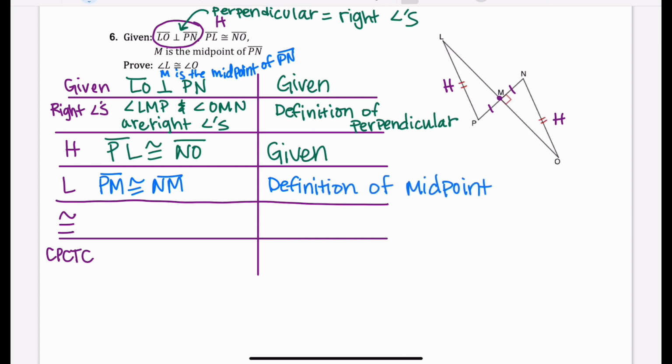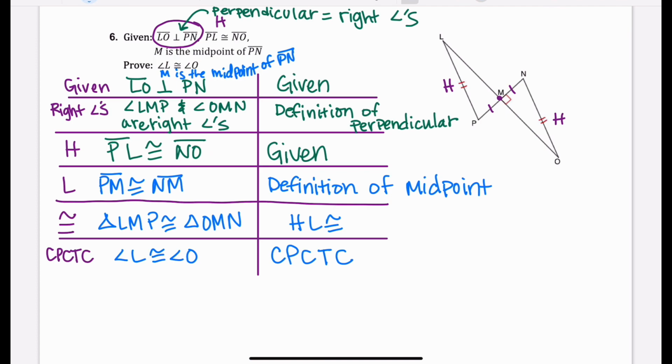Okay, now we're going to show the triangles are congruent. Triangle LMP is congruent to triangle OMN by HL congruency. But we're not trying to show the triangles are the same. We're trying to show that angle L is congruent to angle O. And if those two triangles are congruent, then the corresponding parts of congruent triangles have to also be congruent.